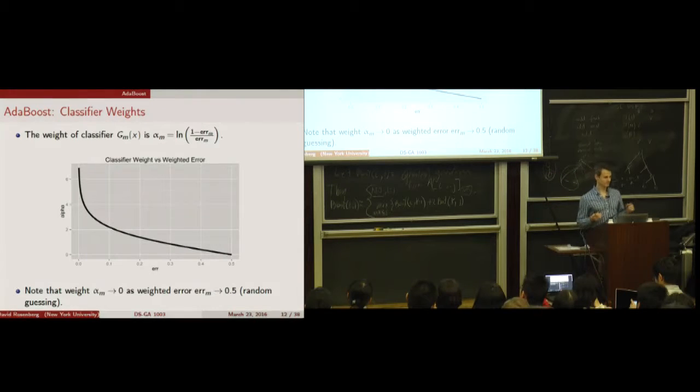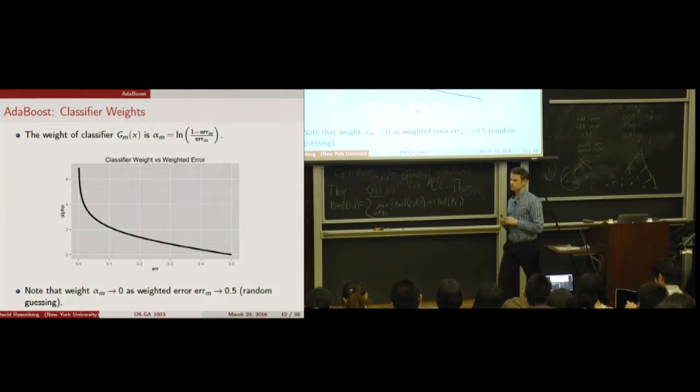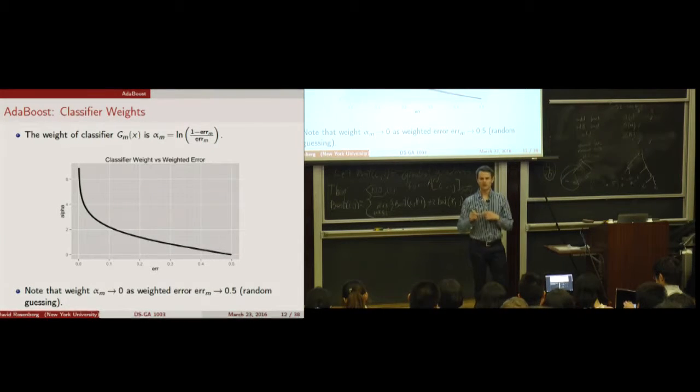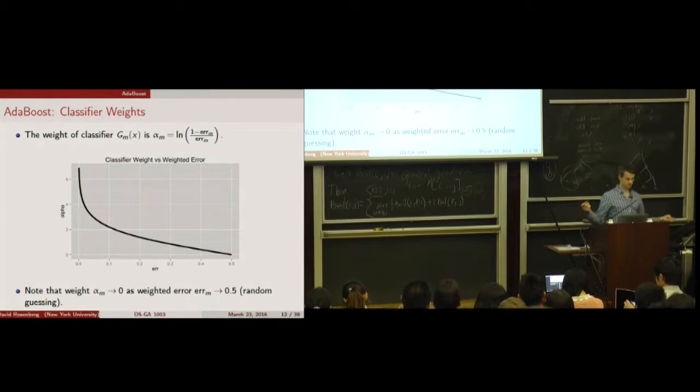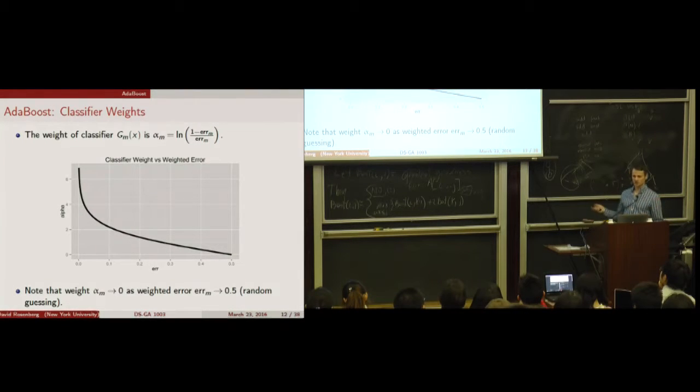What's alpha m? Alpha m is the weight of the classifier. Remember, at the end, we're going to add all these classifiers together, and the weight with which that classifier enters the non-negative combination is alpha m. So alpha m big means it gets a lot of weight. Alpha m small means it gets very little weight. If the classifier has really bad weighted error, it's going to have very little weight in the final thing. That kind of makes sense. The shape, at least, is in the right direction.